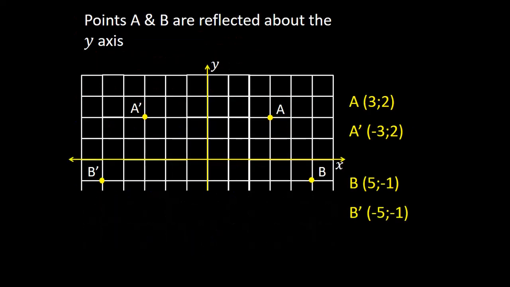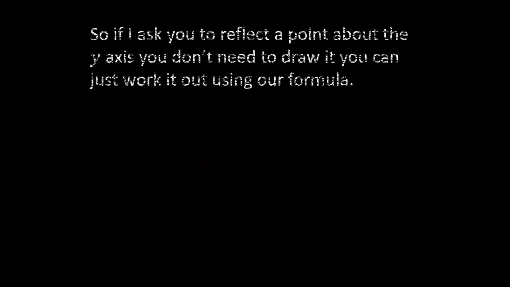Okay, so let's write it in full. (x', y') equals (-x, y), which basically means the x value sign changes and the y stays the same. Okay, that's what we've done here. Let's continue. So if I asked you to reflect a point about the y-axis, you don't need to draw it. You can actually just use the formula to work it out.